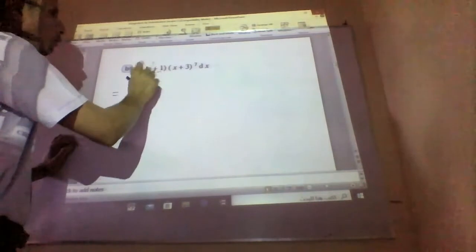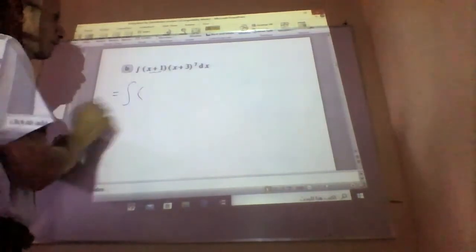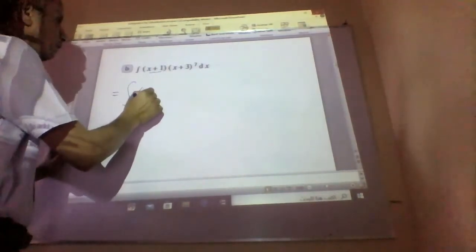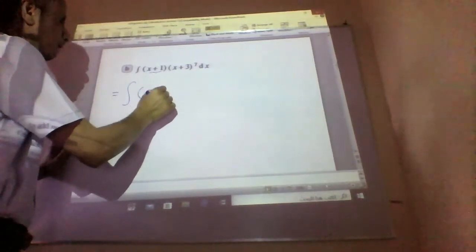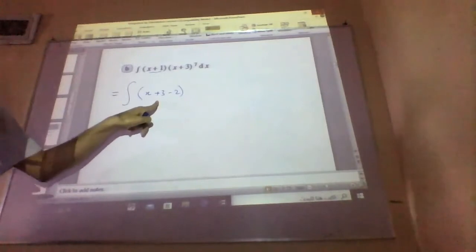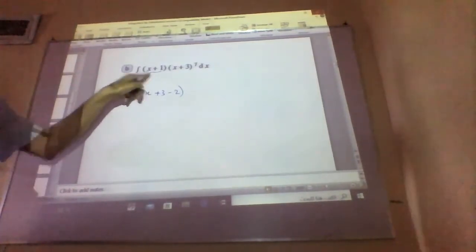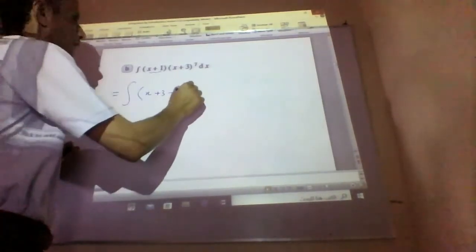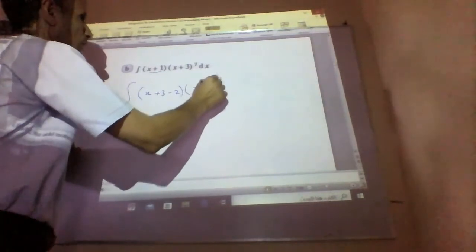We want to make x plus 1 look like x plus 3, so we will write it as x plus 3 minus 2. X plus 3 minus 2 is the same as x plus 1. This is multiplied by (x plus 3) whole power 7 dx.